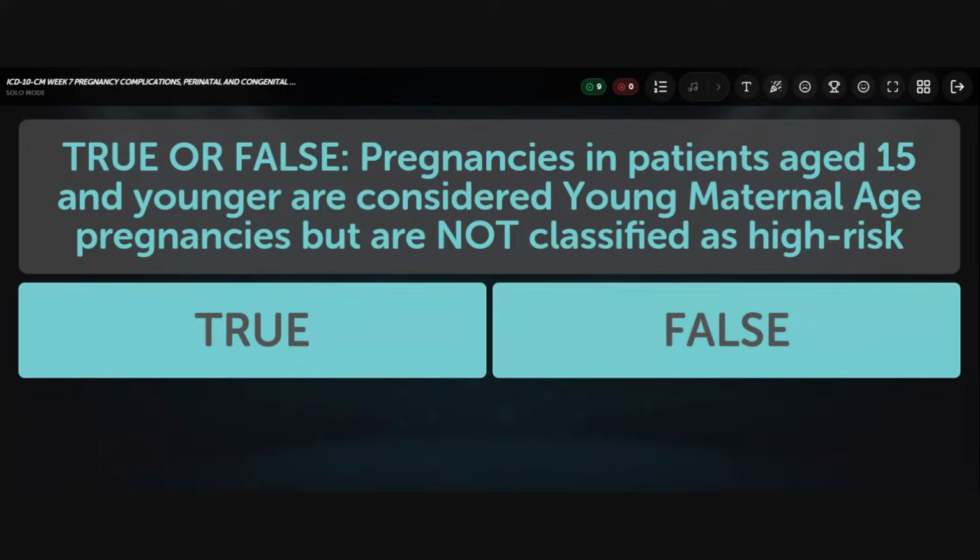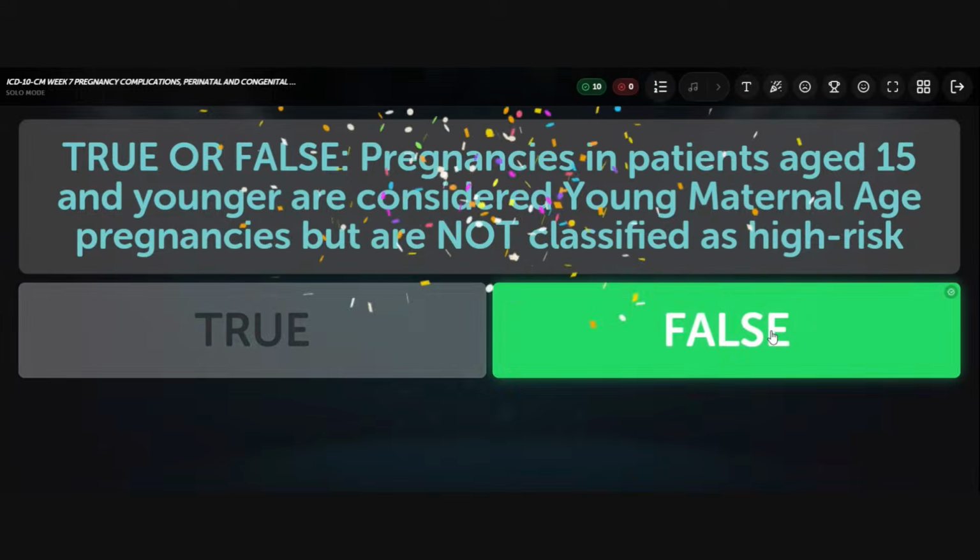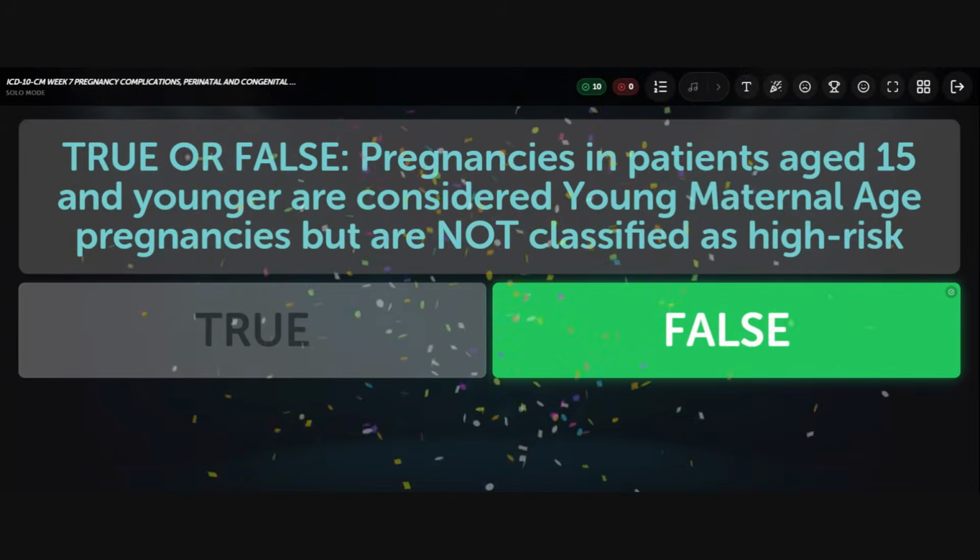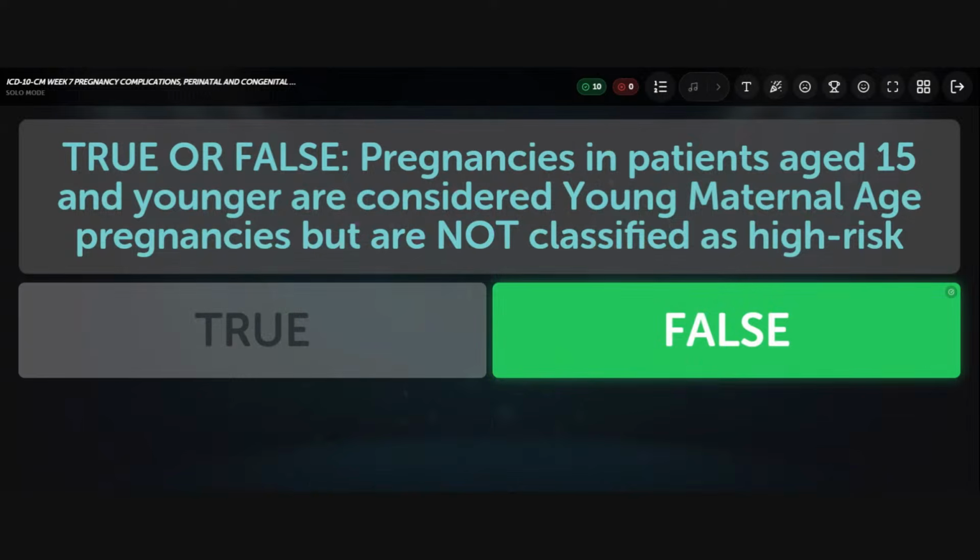Okay, I'm getting some falses. This is indeed false. So it is true. So pregnancies in patients ages 15 and younger are considered young maternal age pregnancies, so that would be correct, but they are classified as high risk due to the potential health risks associated with young maternal age. So that is the reason that this one is false, because they would indeed be classified as high risk.